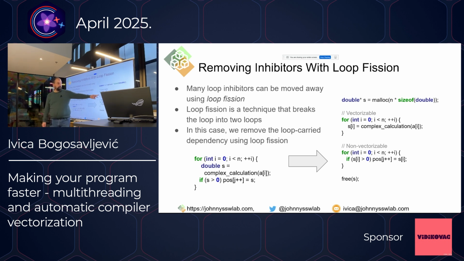This is the vectorizable part. It does the complex calculation and stores the result into this temporary variable. And then the non-vectorizable part just goes over this temporary variable and copies to post[j++]. And this actually works. Yeah, you go over the same data 2 times, but that's not that bad.